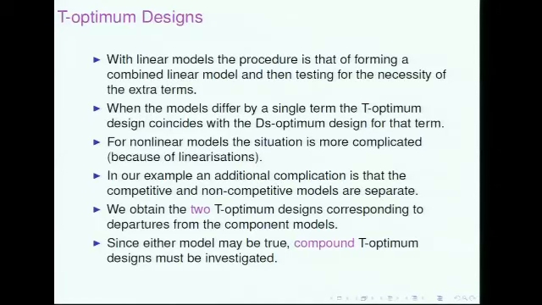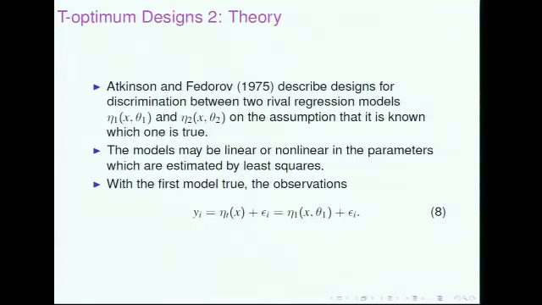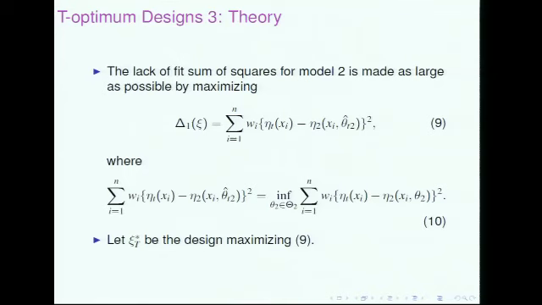For nonlinear models, the situation is a bit more complicated. In our case, we've got 2 separate models, either one of which might be important, might describe the data, and we will find then 2 T optimum designs. T optimum designs say, this is true, how do I determine that that one is false? It's asymmetrical. This is symmetrical, so I have to find some compound way of looking at the design.